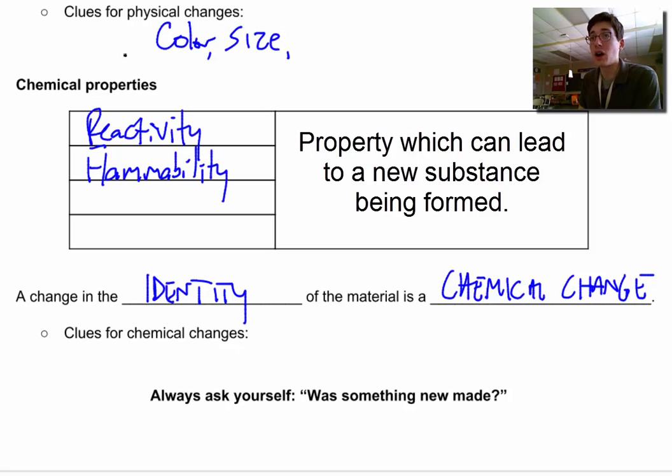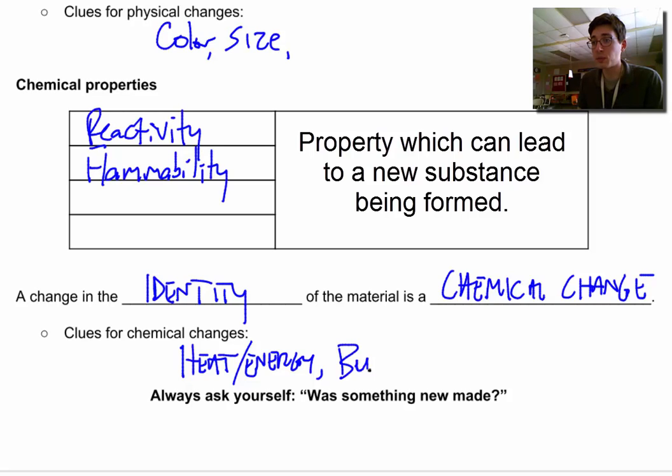Clues for chemical changes, so unlike physical changes, which are things like color, size, shape, a chemical change is something like, is there heat or energy released? If you see light come off, like a firework, that gives off light and heat, there's been a chemical change. Another good indicator is bubbles. If bubbles form in a reaction, a bubble forming means that there has been a gas created somewhere along that process. And if there wasn't a gas to start with, that's something brand new that has been created. So really always you need to ask yourself, was something new made?